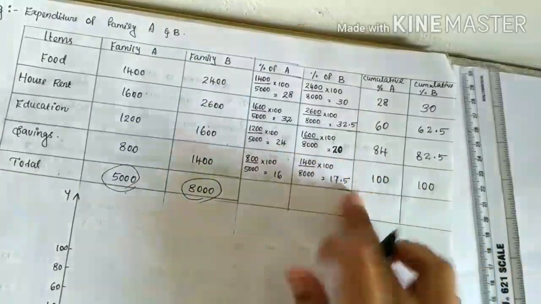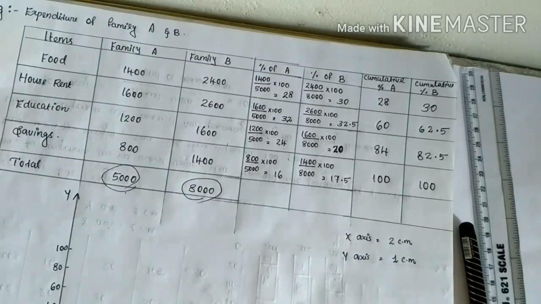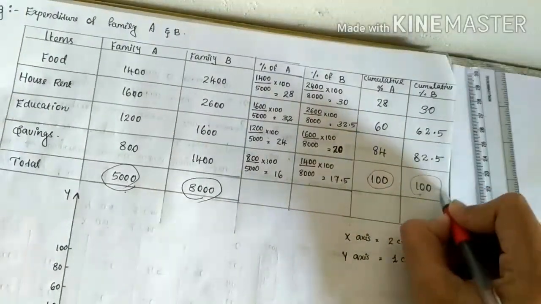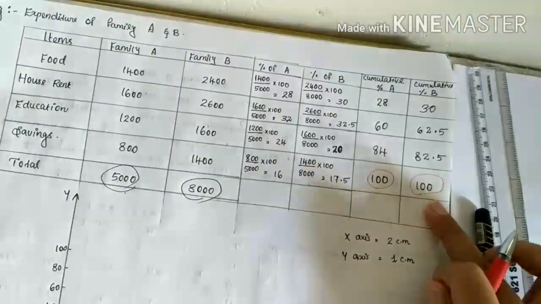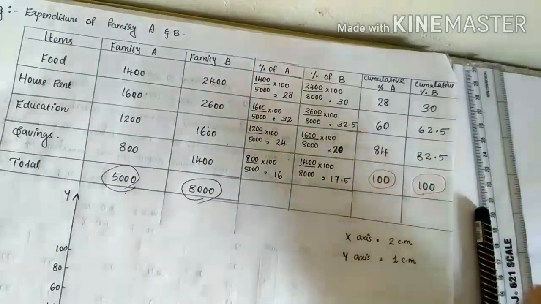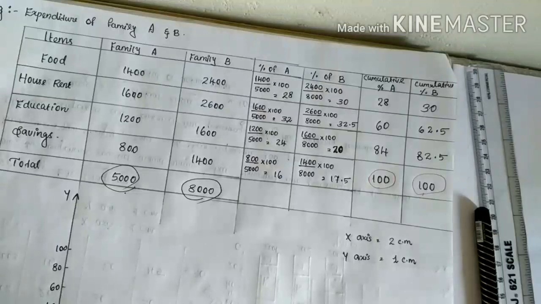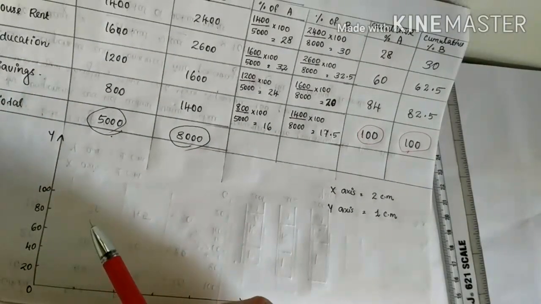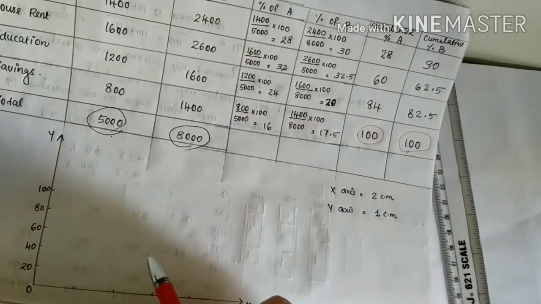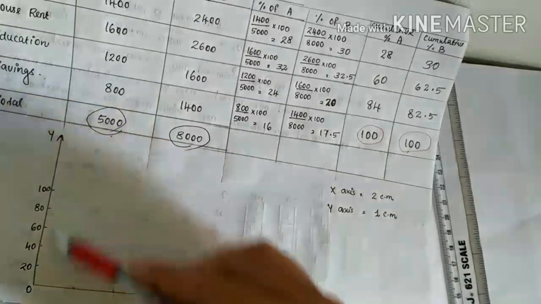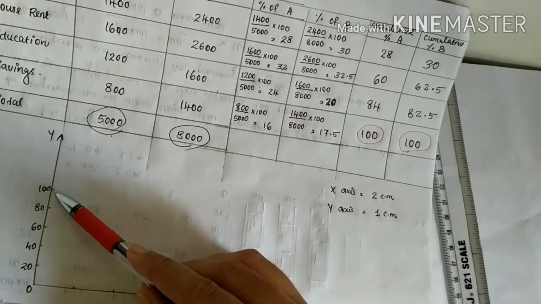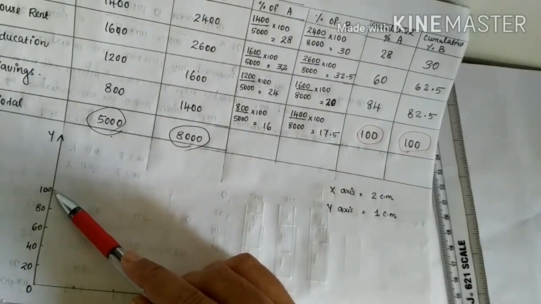The total length of the percentage bar diagram is always 100, and the total of the cumulative percentage of family A and family B is 100. Already said, the total length of the percentage bar diagram is 100. The first procedure is drawing the x-axis and y-axis. Then the total length of the percentage bar diagram is 100.